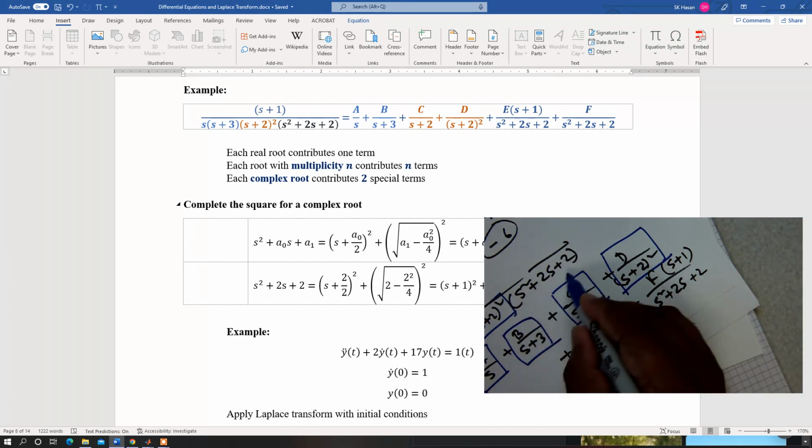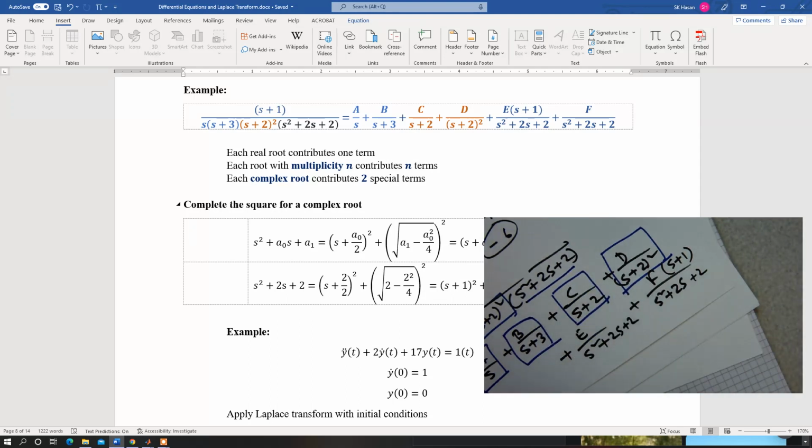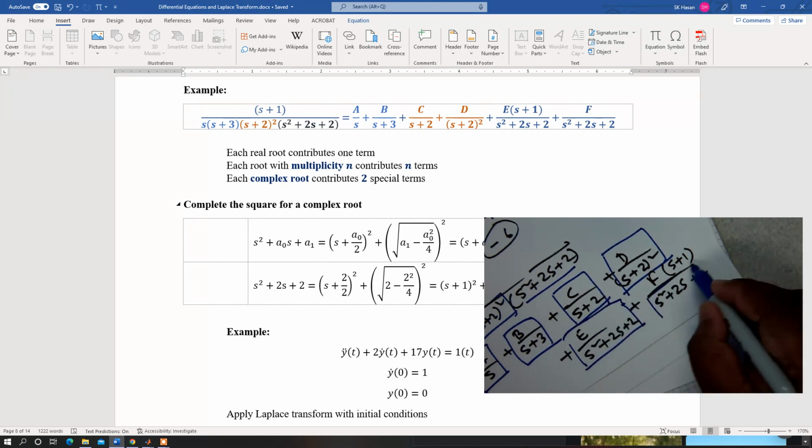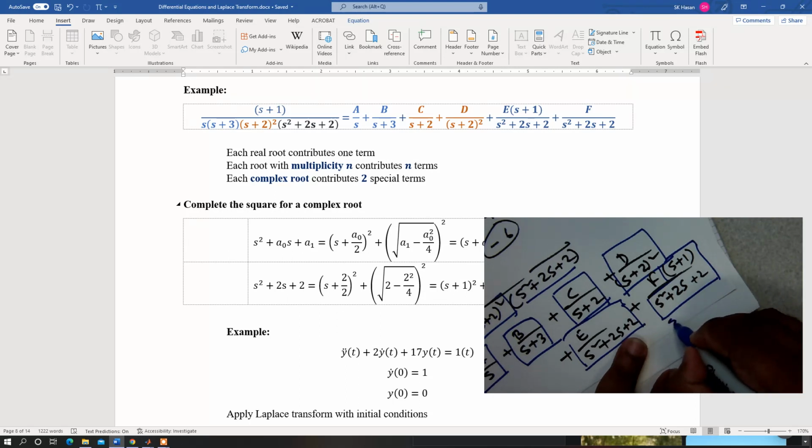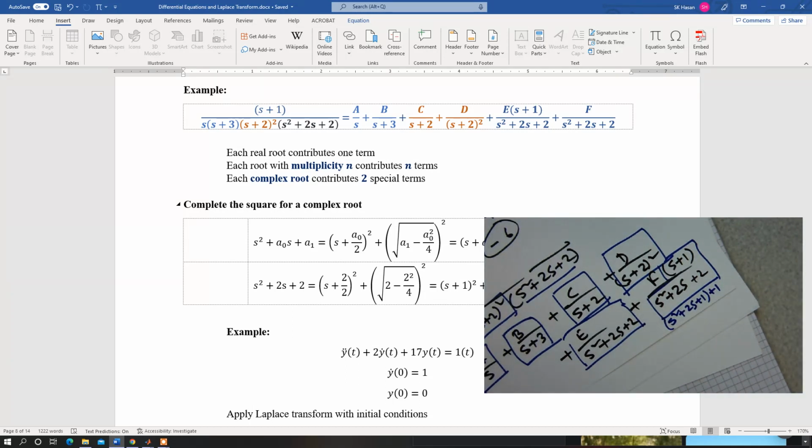And now for the complex root, it will come two times. One time is 1 over s square plus 2s plus 2, and another time it will come as s plus 1 over s square plus 2s plus 2. Why s plus 1? Look here, s square plus 2s plus 1 plus 1, so s plus 1 whole square plus 1 square. I'm bringing the whole thing into this form so that I can apply the Laplace table.